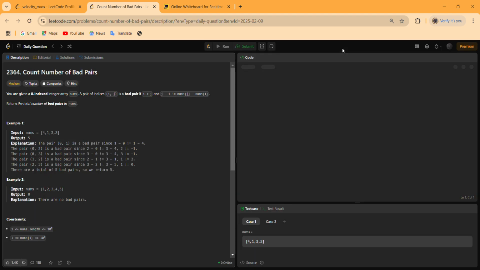And today's LeetCode challenge is question number 2364, Count Number of Bad Pairs. We are given a zero-indexed array nums. A pair of indices i, j is a bad pair if i is less than j and j minus i is not equal to nums of j minus nums of i. We have to return the total number of bad pairs in the given array.